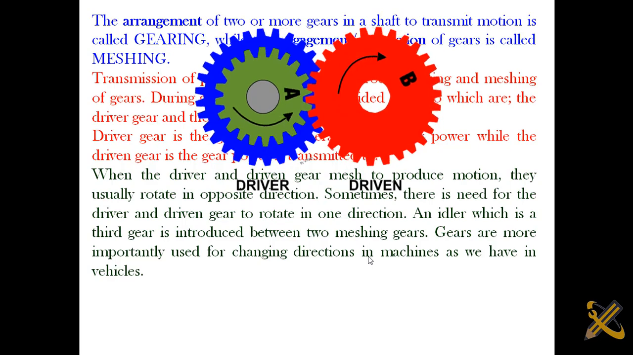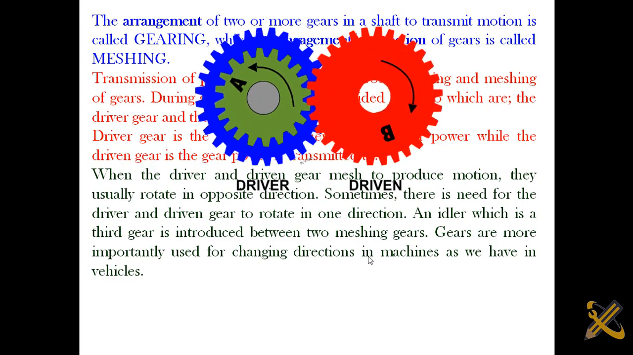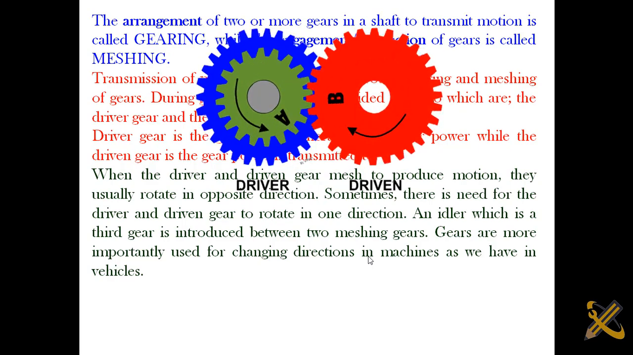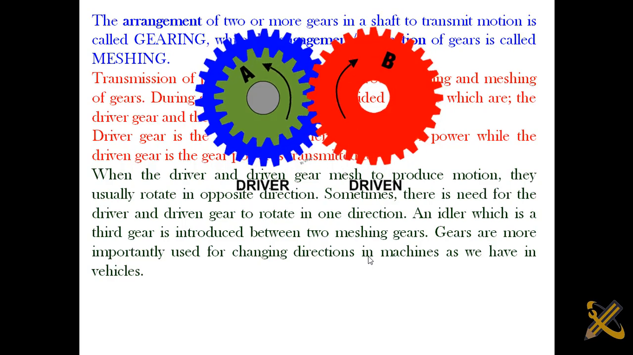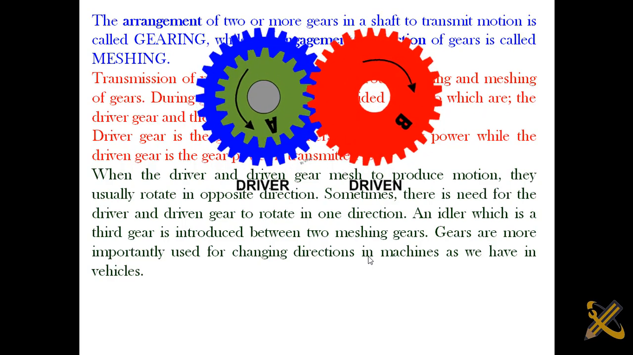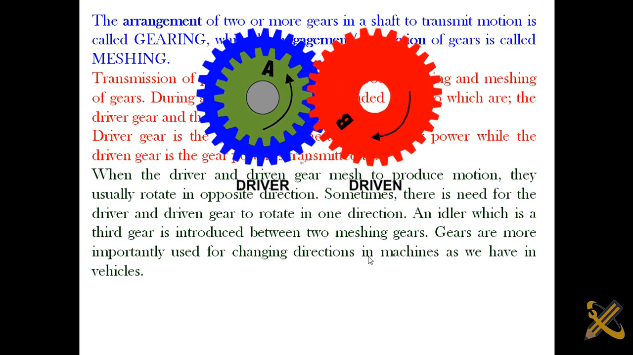That's a driver and a driven gear. You can see gear A is moving in an anti-clockwise direction while gear B is moving in a clockwise direction. That is how a normal gear system works. If you mesh them together, if you engage the connected gears, then they move in separate directions.